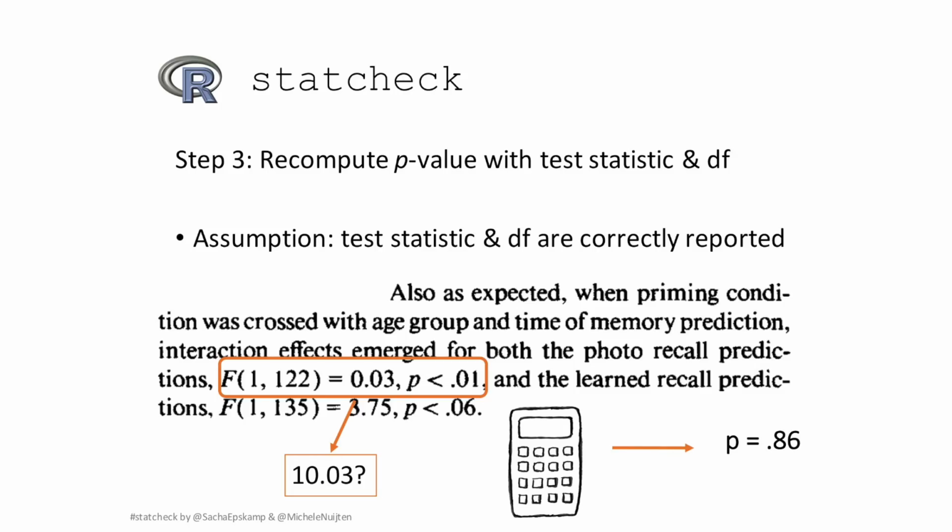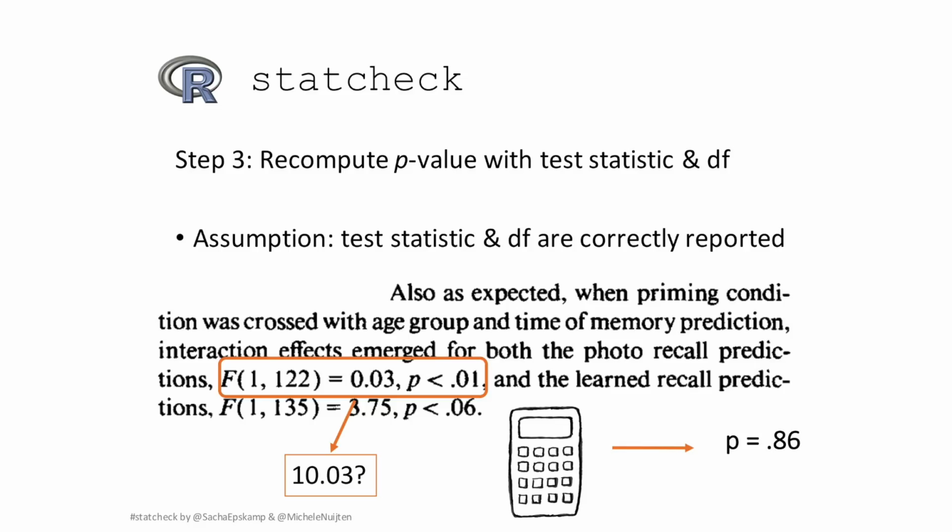And one example would be this result. So this is also a paragraph from a published article, and I won't read it with you, but if we focus on this result, you see an F value here of 0.03 with a reported p-value smaller than 0.01. Now, I don't know how often you use F-tests, but if you have a slight feeling for these types of statistics, you can see at a glance that something here is off. And as a matter of fact, if I recalculate this p-value, it's actually 0.86.